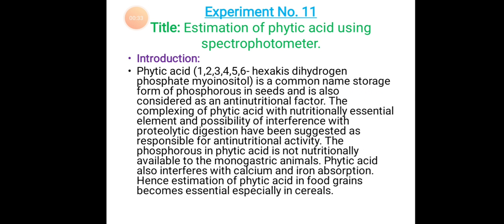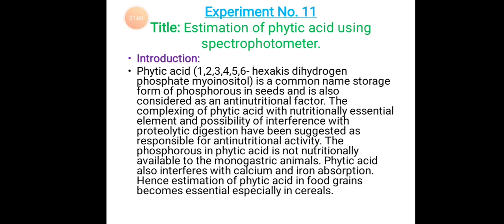What is phytic acid? Chemically it is 1, 2, 3, 4, 5, 6 hexakis dihydrogen phosphate myo-inositol. It is a common name, a storage form of phosphorus in seeds, and is also considered an anti-nutritional factor. The complexing of phytic acid with nutritionally essential elements and the possibility of interference with proteolytic digestion have been suggested as responsible for anti-nutritional activity.